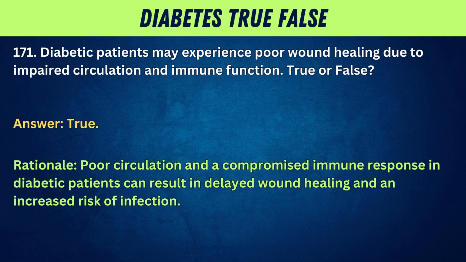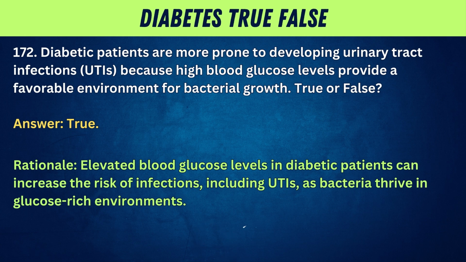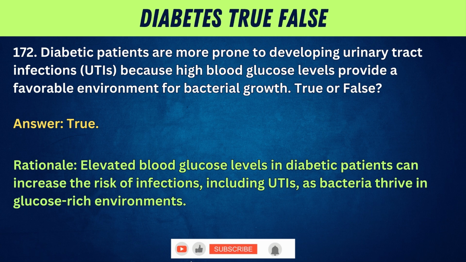Rationale: poor circulation and a compromised immune response in diabetic patients can result in delayed wound healing and an increased risk of infection. 172. Diabetic patients are more prone to developing urinary tract infections, UTIs, because high blood glucose levels provide a favorable environment for bacterial growth. True or false? Answer: true.